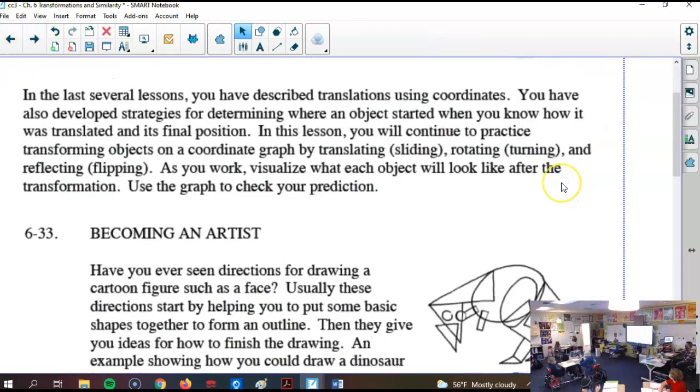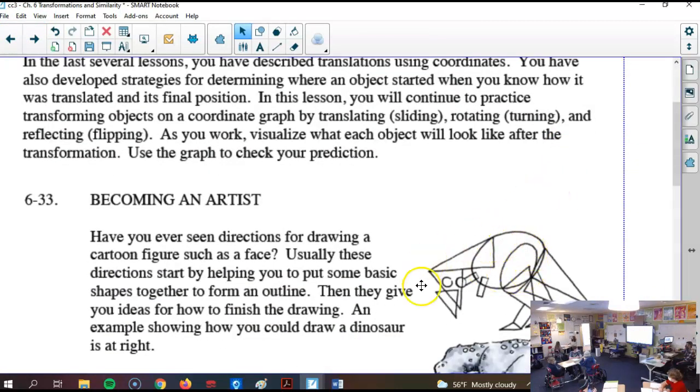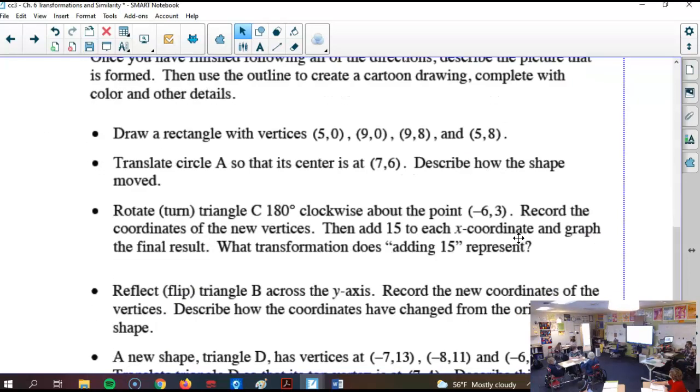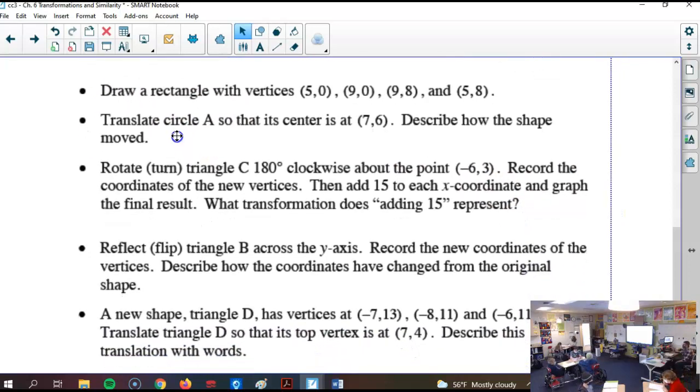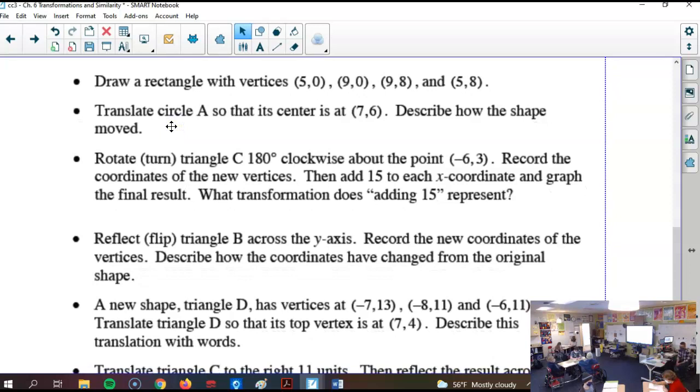I will tell you right now, this is no indication of what you are about to make. Last year and every previous year, everyone's like, oh, it's going to be a dinosaur. No, it's not going to be a dinosaur. So, on your 614, we are going to follow these directions. And what you are not going to do, is when you realize what it looks like, shout out, oh, it looks like a, because that's lame.